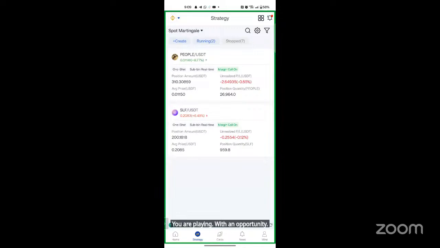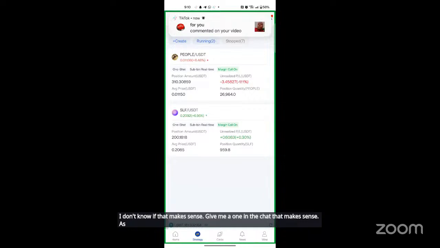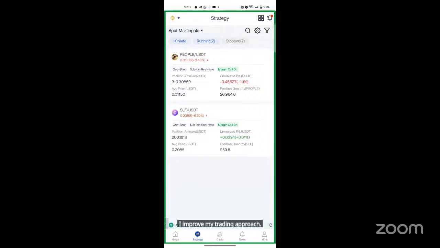The other thing is that I've seen people who complain about floating loss. But you know that we all have floating loss. But we just make up our mind, and we keep on saying, okay, I'll now add in more capital. I don't know if that makes sense. Give me a one in the chat if that makes sense. As I wait for the other coins, I add in more capital. I improve my trading approach. I make more money as I wait. I don't keep crying.